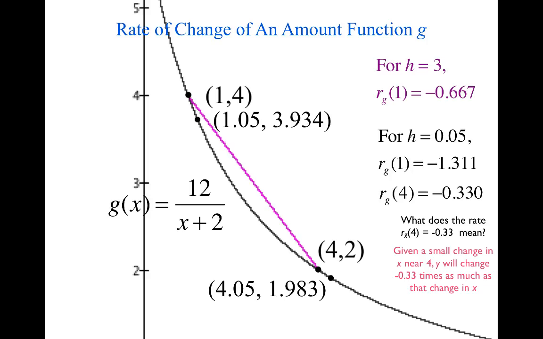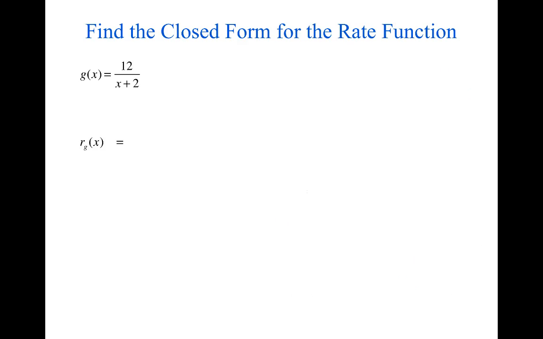So what do we want? We want a closed form representation of the rate of change of g at any value of x. How do we begin doing that? How do we begin finding a rate of change function?